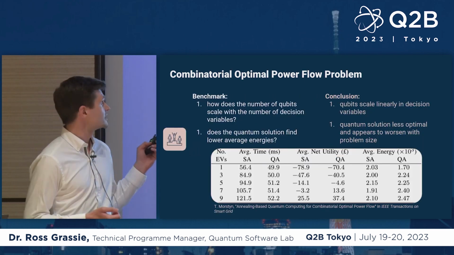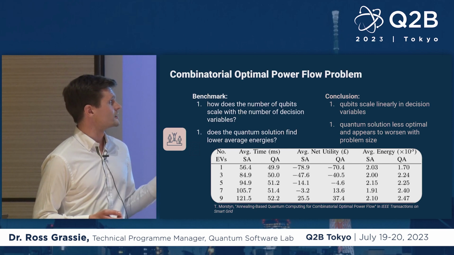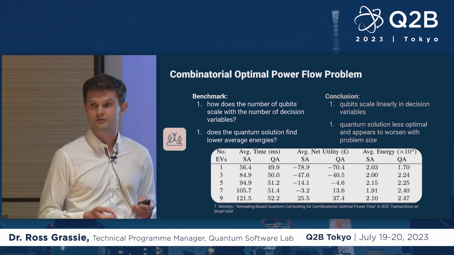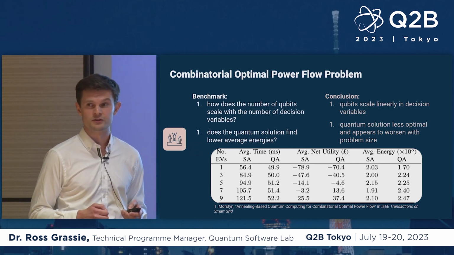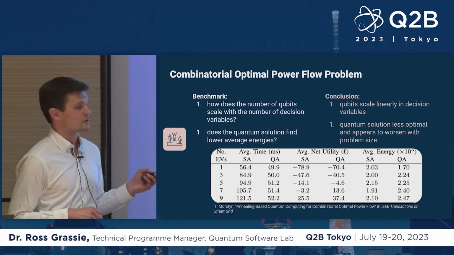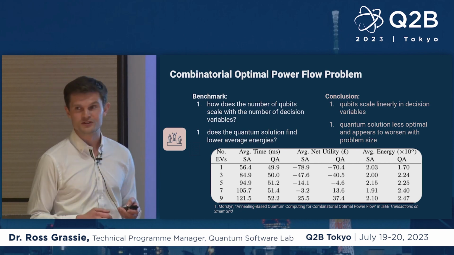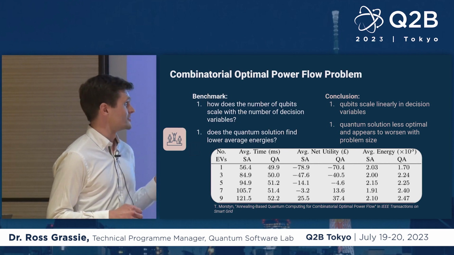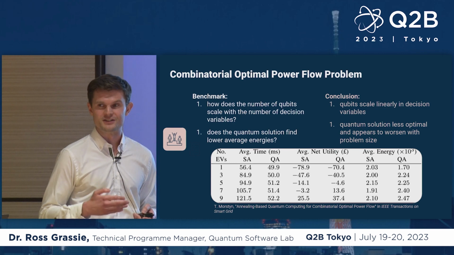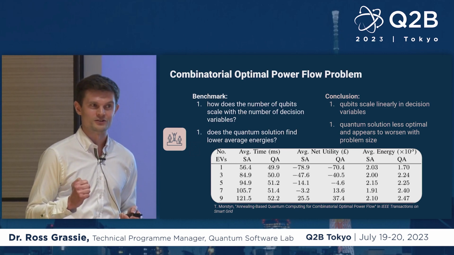So good news, we did manage to find that the number of qubits scaled linearly rather than exponentially in the decision variables. Bad news is that the quantum solution wasn't actually as good as the classical solution. And in fact, as the problem size grew, the quantum solution continued to get worse. So there's definitely some work to do.